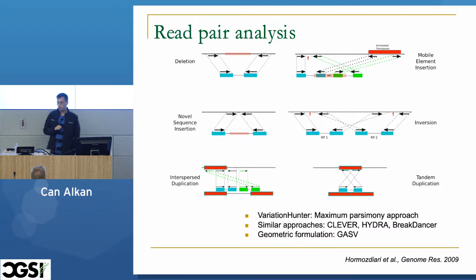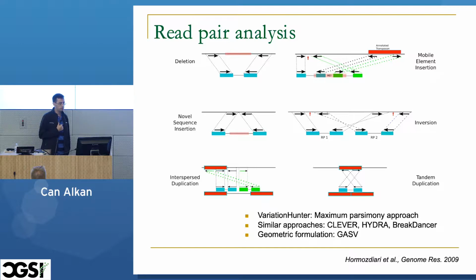So these were the first, the read depth was actually the first sequence signature used for CNV discovery, copy number variation discovery. And in 2005 and beyond, we started using read pair analysis. The top left one signals the deletion, so this is the same example that I've shown before. And the other formulations basically show you the ways of discovering other forms of variation.